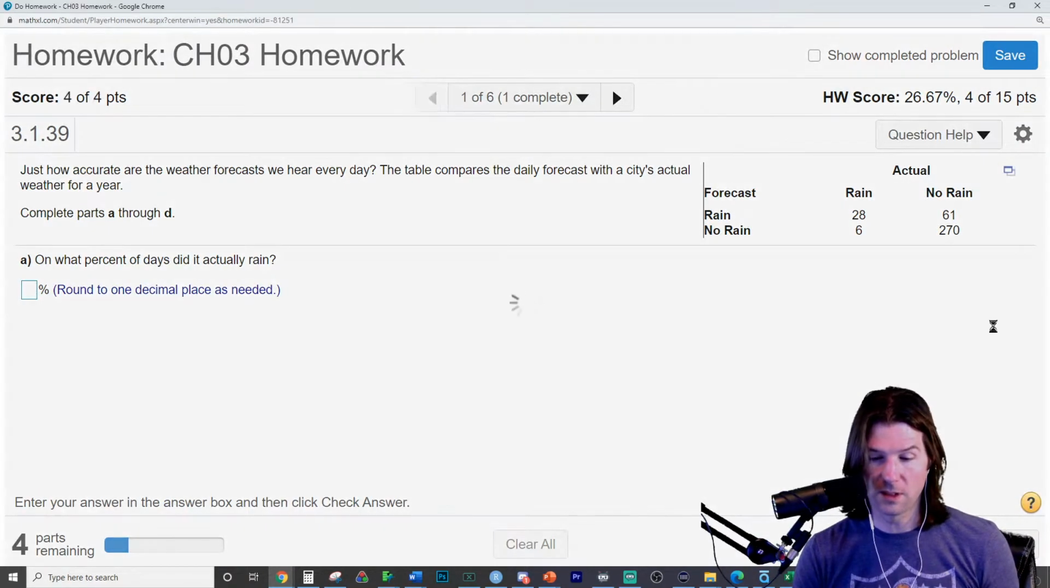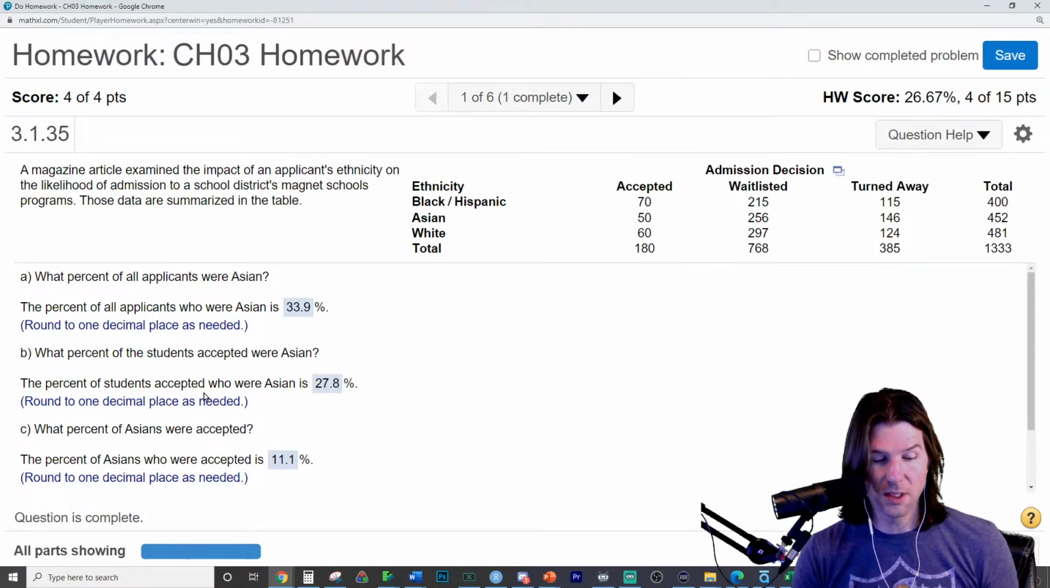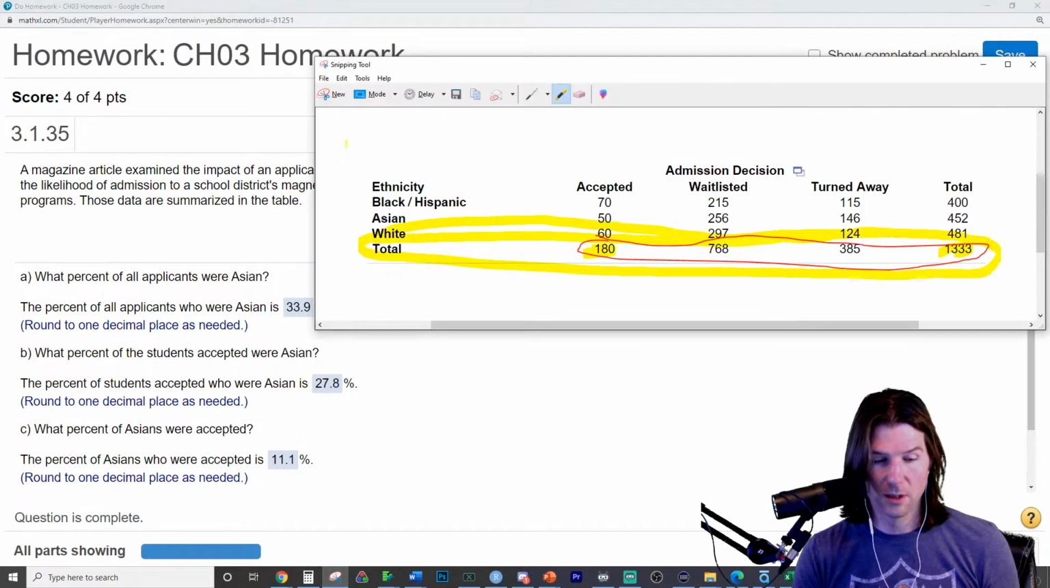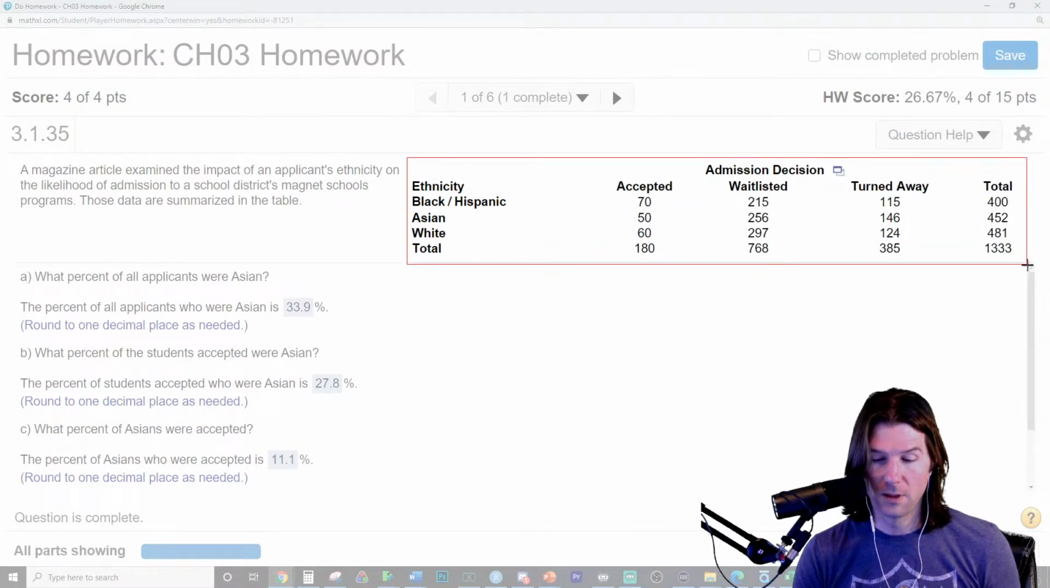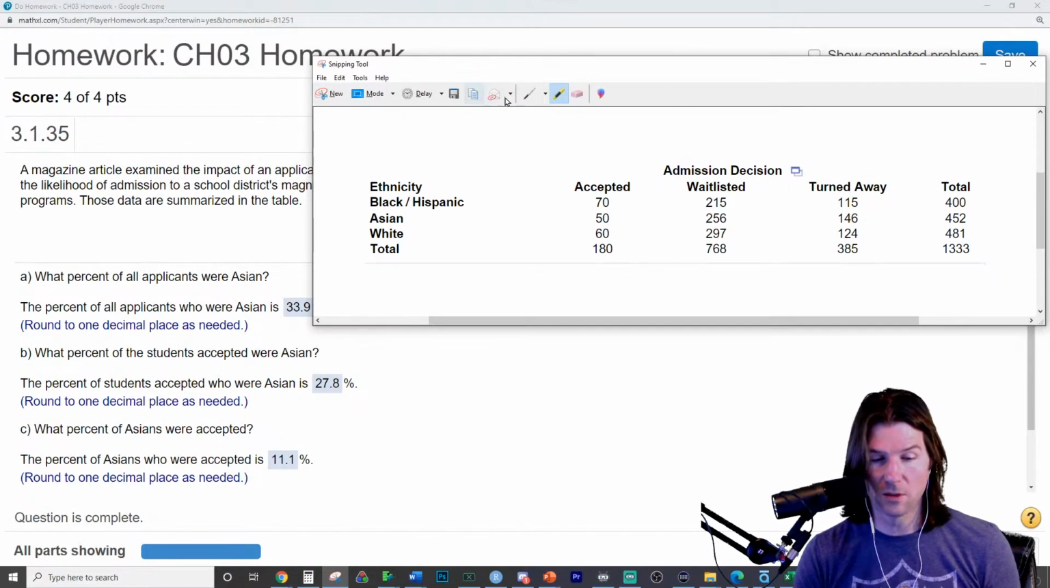Let's go back. Ooh, this one's the tough one. That's one people get stuck on. The percent of accepted students who are Asian. So we can phrase this given, so the percent of accepted students.